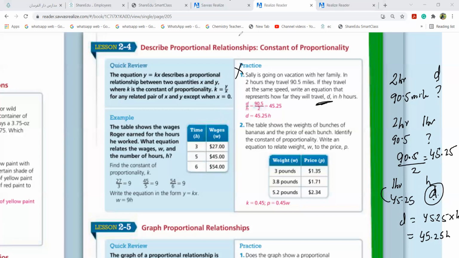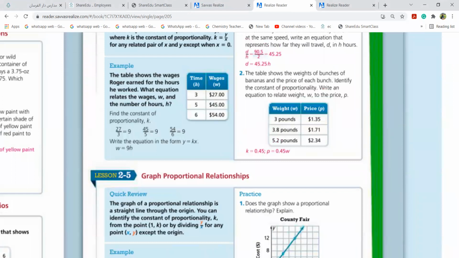Finished, girls? Next question. I just have 2 minutes. The table shows the weight of bunches and the price of each bunch. Identify the constant of proportionality. How do you find the constant of proportionality? With 1 unit, right? How do you find this value? You find it with 1, always with the unit.